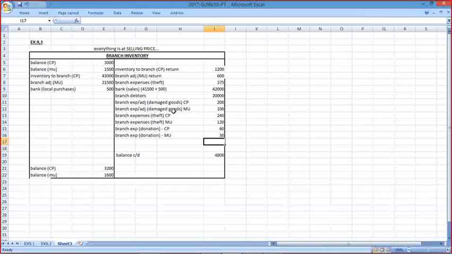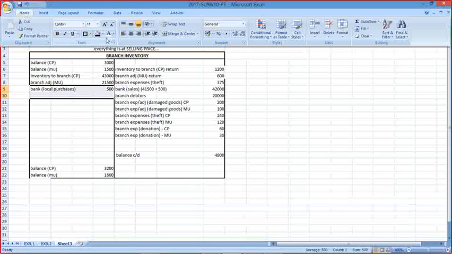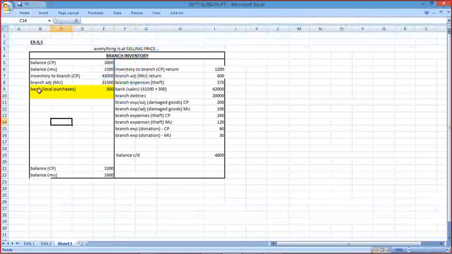Okay, good. Next is inventory purchased locally was also sold at cost price plus 50%. So that purchase that you bought, we need to provide for the 500 Rand. We need to provide for the markup. That's what they're telling us there. So the markup here is half of it, divide by 2.